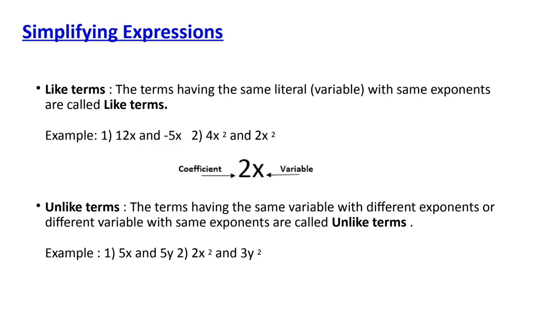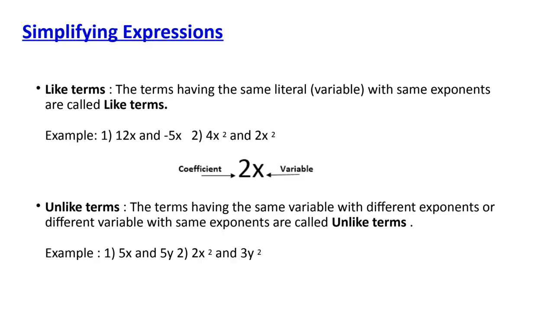Okay, so what are like terms? Like terms are terms having the same literal variable with the same exponent. For a term to be a like term, we need the variable, in this case an x, so the letter, and the coefficient. The coefficient is the number in front of the variable. The variable has to be the exact same as the other variable, including the exponents, for it to be a like term. I'll show you more examples of this as we go.